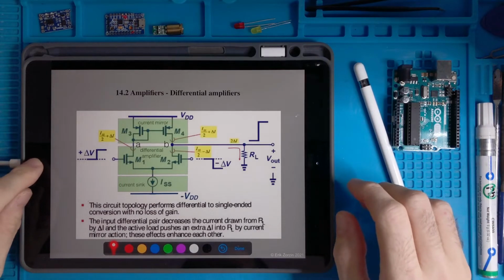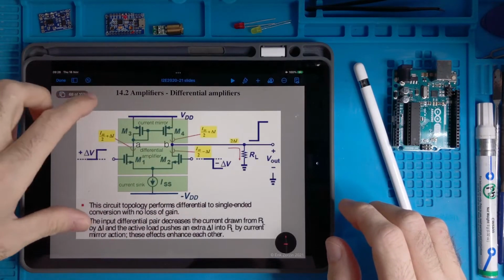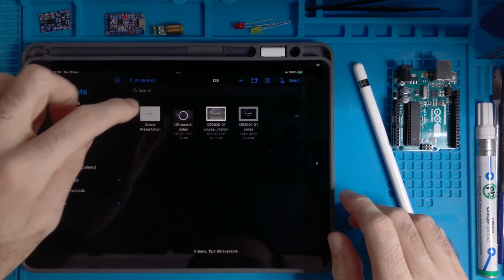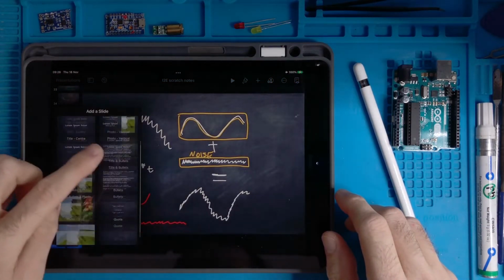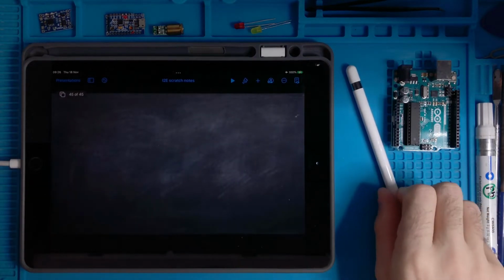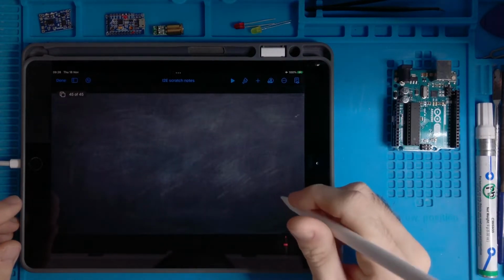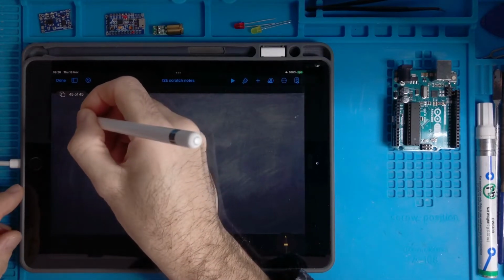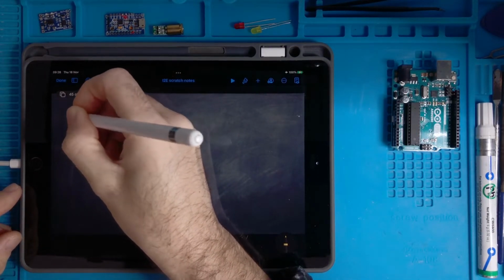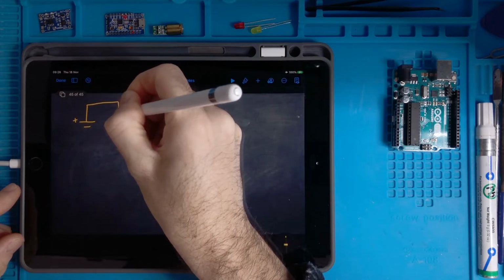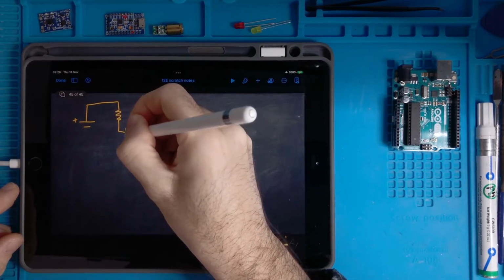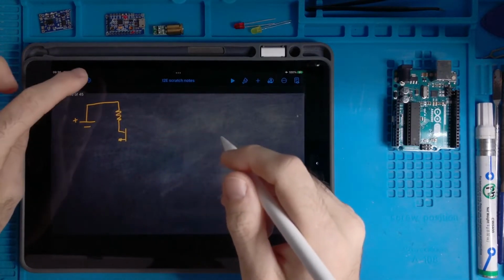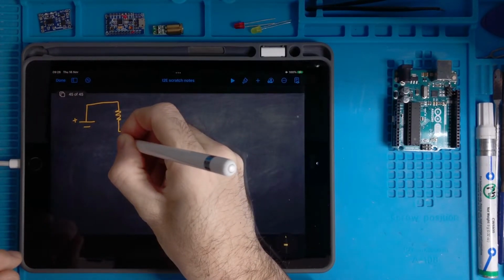So I go to the blackboard, and now I draw this circuit. Okay, let's try. Let's do this. Then let's draw a transistor. Oops, too small. Okay.